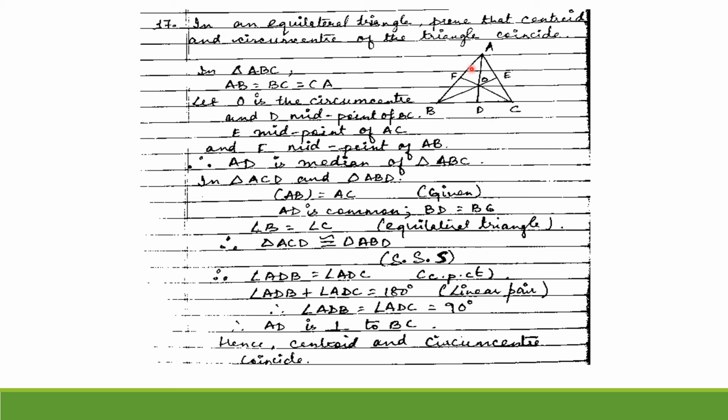angles ADB and ADC form a linear pair. And if both the angles are equal, each angle will measure 90 degrees because they are a linear pair, and the sum of these angles is equal to 180 degrees. So if both the angles are equal, they measure 90 degrees respectively. So thus we can say that AD is perpendicular to BC, and hence the centroid and circumcenter coincide because they are forming a common point here.